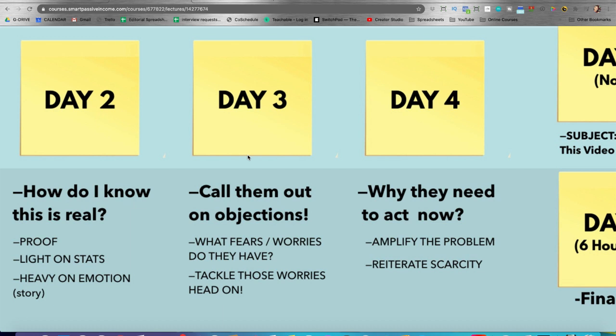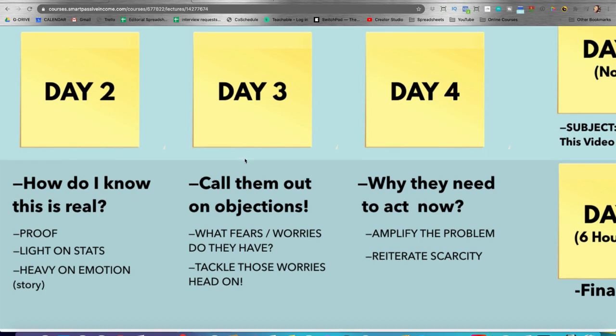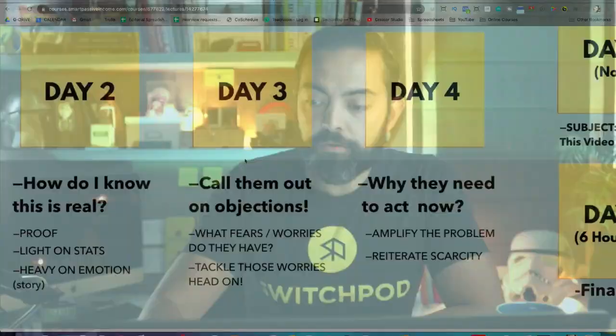I have some ideas. Anyway, day 3, use this email to call them out on their objections. Legit, that's all you have to do. So let me talk about day 3. This is a really important email. The day 3 email. People by this point have not purchased, obviously. If they did, then you don't send them the rest of these emails.